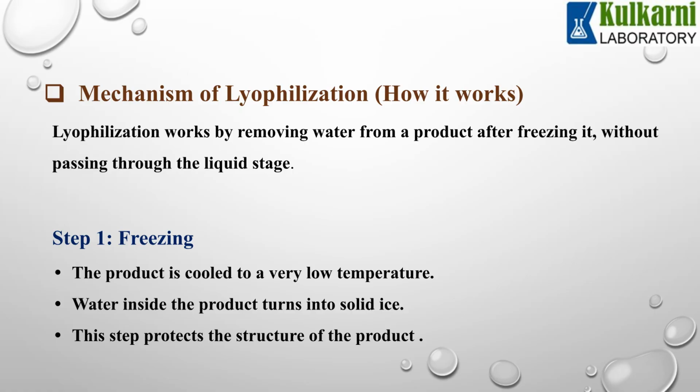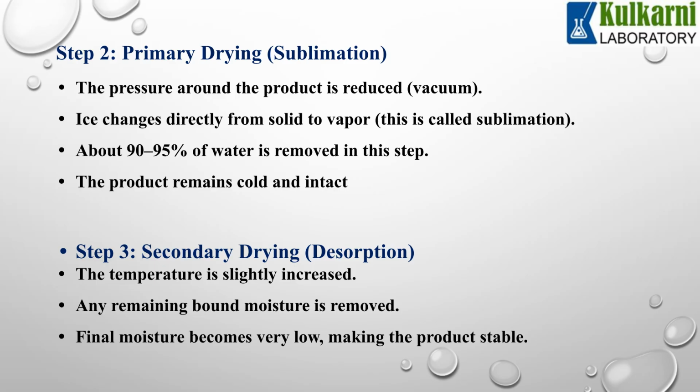The mechanism of lyophilization involves removing water from a product after freezing it, bypassing the liquid stage. Step 1 is freezing, where the product is cooled to a very low temperature, turning water into solid ice. This protects the product's structure. Step 2 is primary drying or sublimation, where pressure is reduced, causing ice to change directly from solid to vapor. This removes 90 to 95% of the water, keeping the product cold and intact. Step 3, secondary drying or desorption, slightly increases the temperature to remove any remaining bound moisture, resulting in a very low final moisture content for product stability.